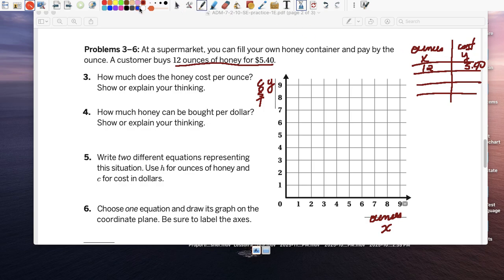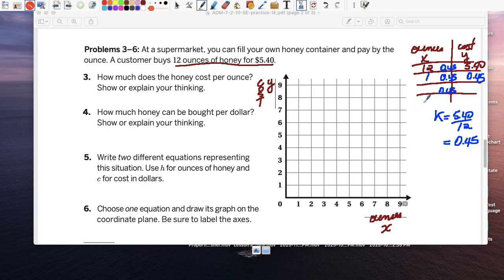So from that little piece of information, I can find my constant of proportionality. You would go 540 divided by 12, right? And you would get that the constant of proportionality is 0.45, it's 45 cents. So times 45 cents, times 45 cents, times 45 cents. And we can create a few more points here. So we definitely want the 1, right? Because that represents my unit rate. So for 1 ounce, if I went to the supermarket and said, I want 1 ounce of honey, I would pay 45 cents.